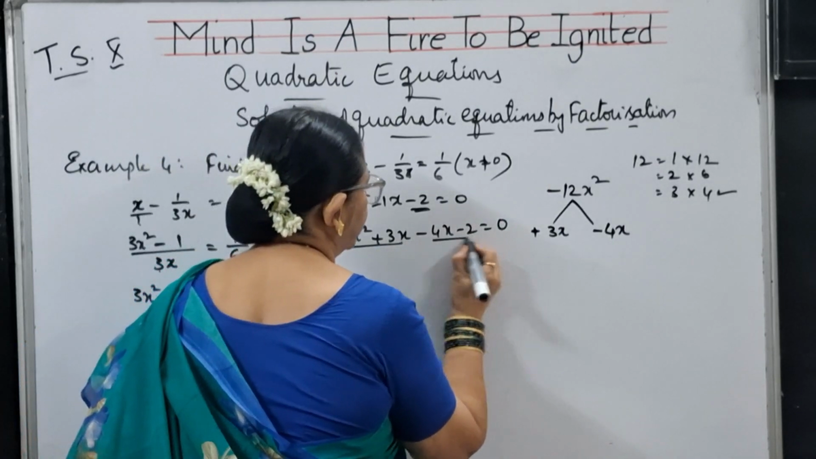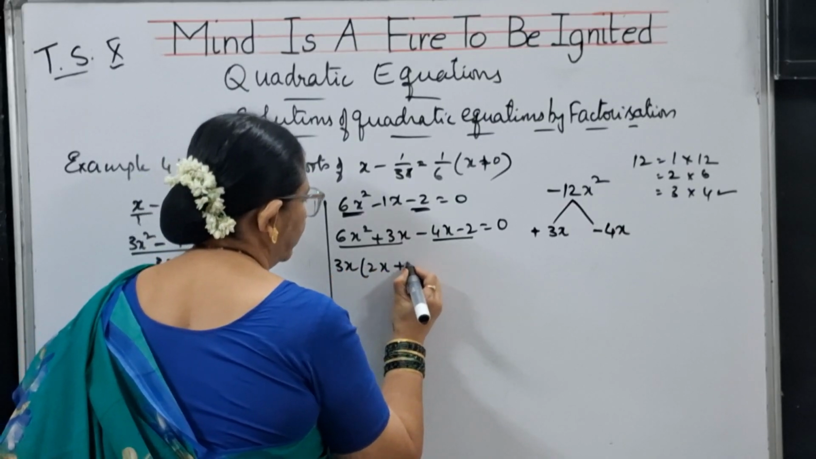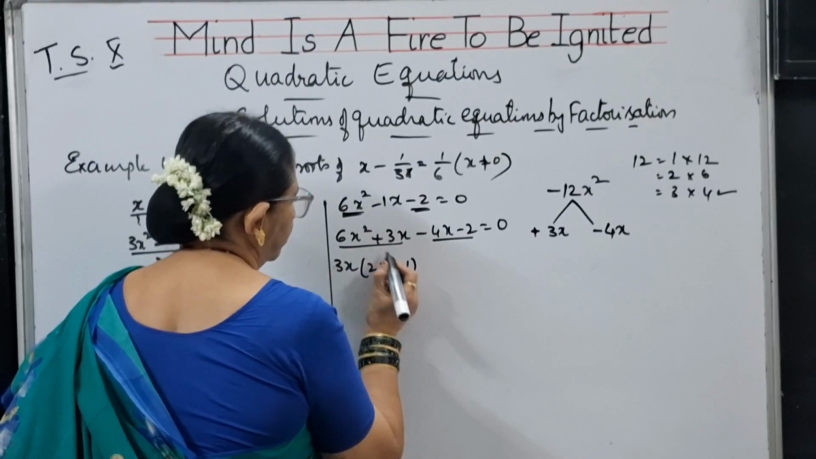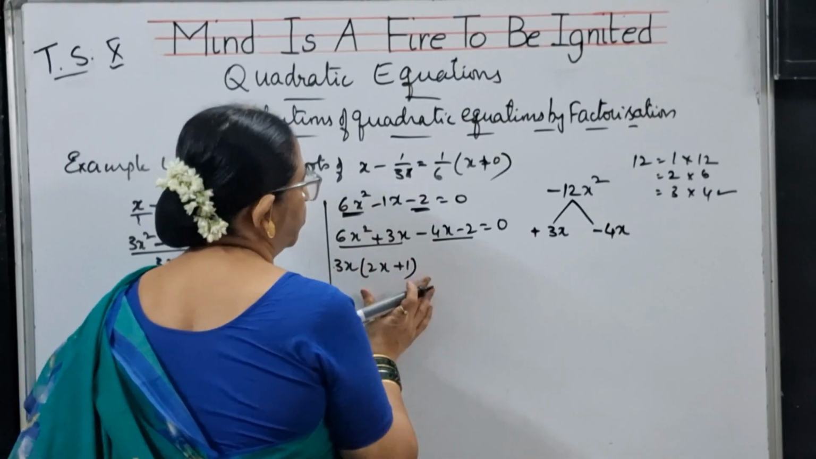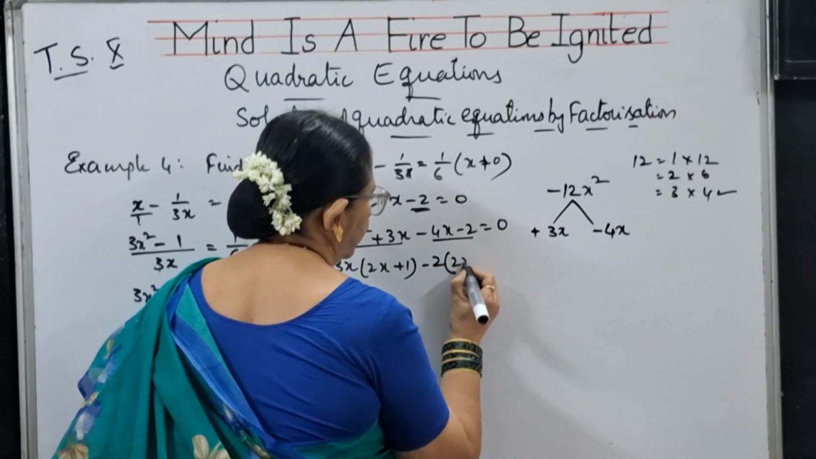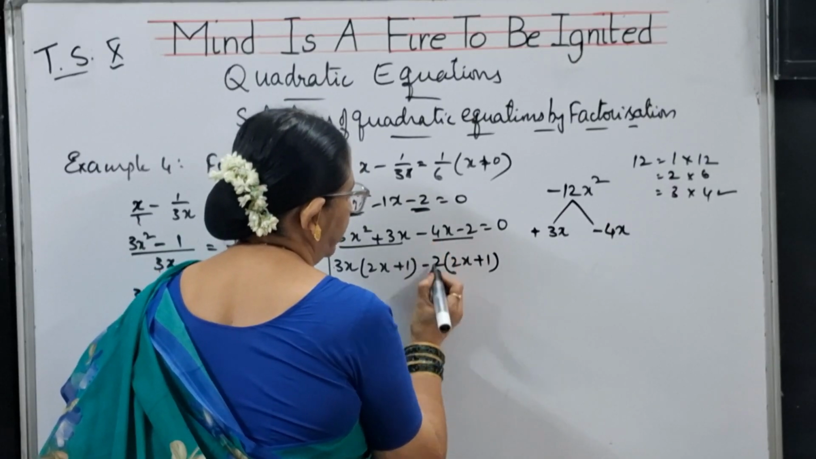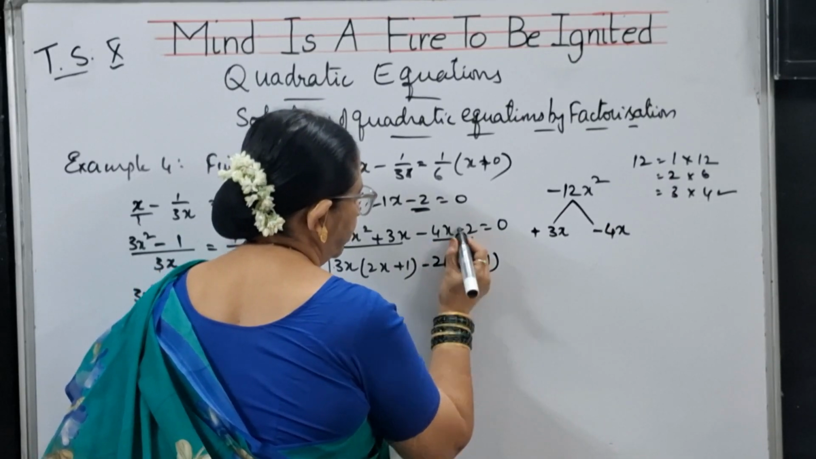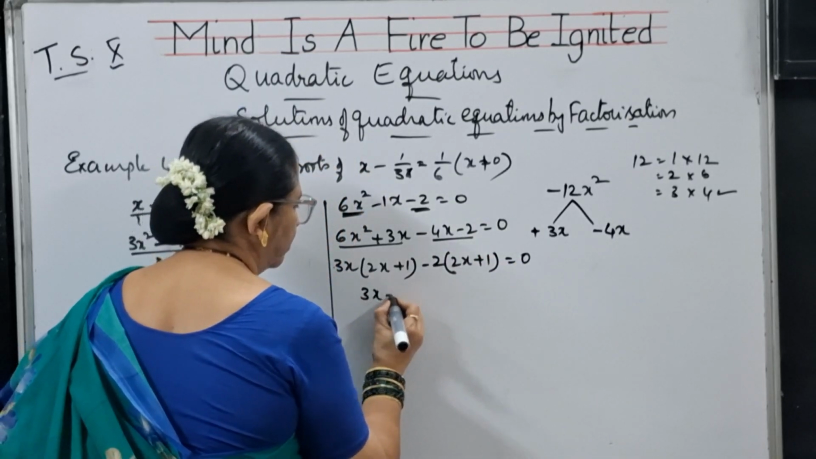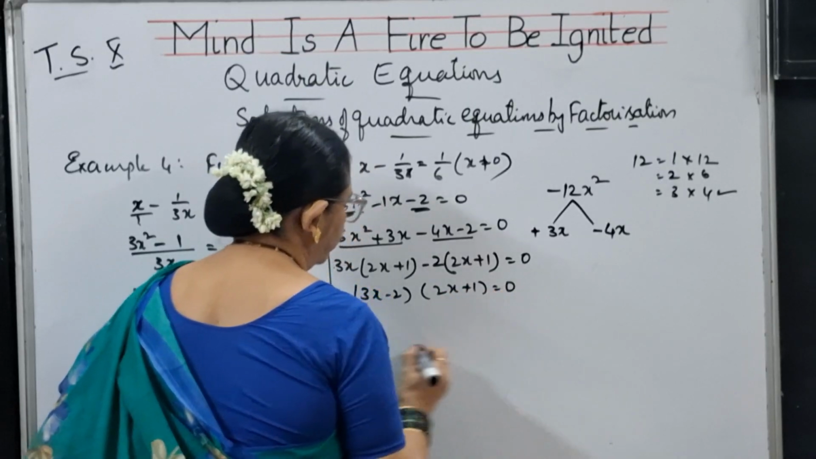So these two are one group, these two are one group. Here 3x is common: 3x(2x + 1). See, 3 twos are 6x square, plus 3 ones are 3. So this splitting is correct. Now, minus: here 2 is common, so minus 2(2x + 1). Minus into plus minus, 2 twos are 4x; minus into plus minus, 2 ones are 2, is equal to 0. So (3x minus 2) into (2x plus 1) is equal to 0.